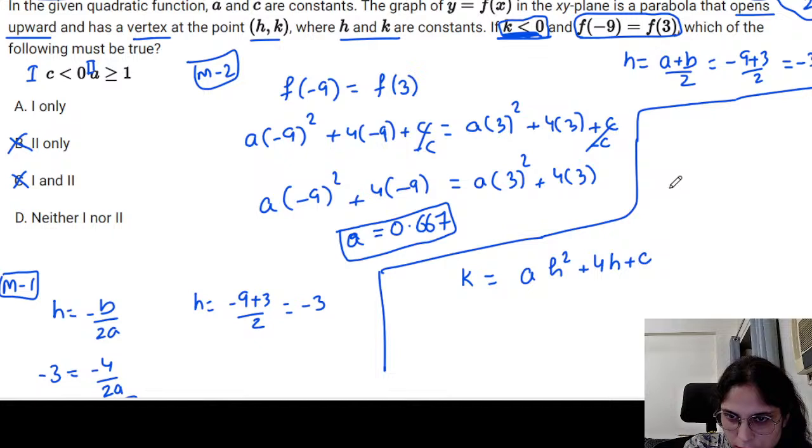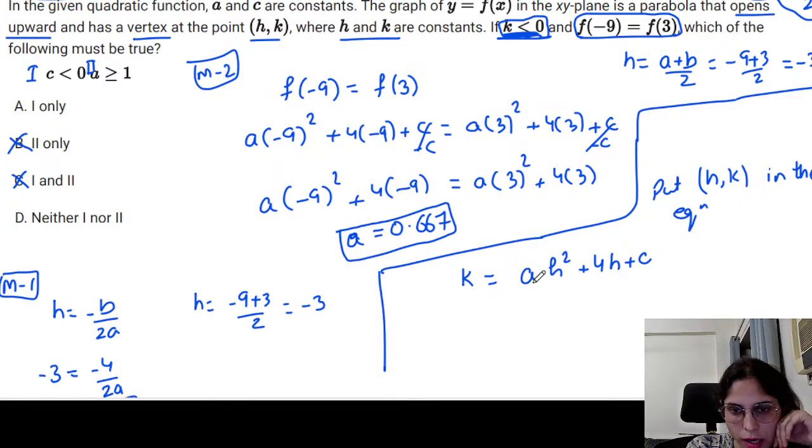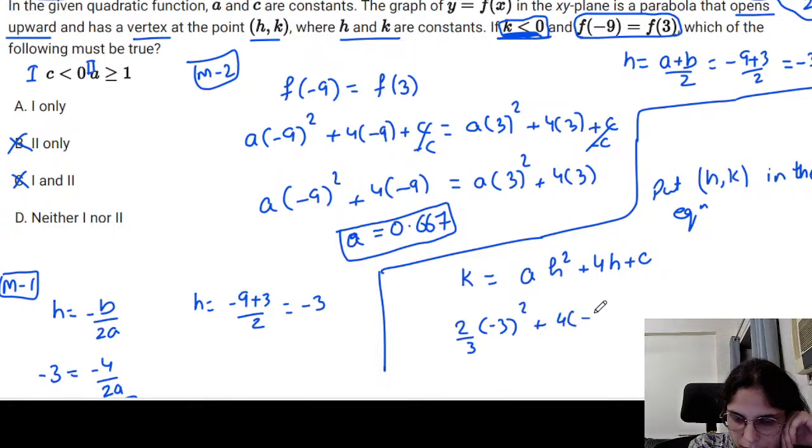Alright. Put h comma k in the equation. Now value of a you have got 0.667 or 2/3. I am using 2/3. h is negative 3, 2/3 times negative 3 whole squared plus 4 times negative 3 plus c. And we know that k is less than 0 and k is this entire thing. So this entire thing is going to be less than 0. So the only thing remaining is c.